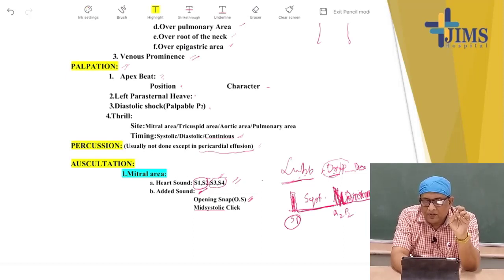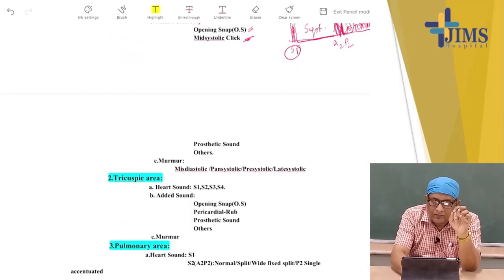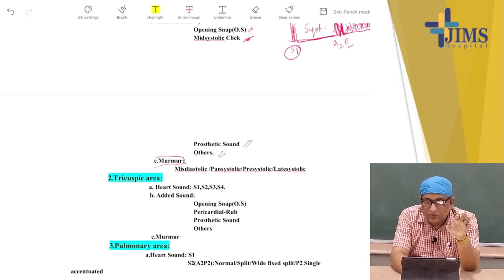There may be some mid-systolic clicks in the aortic region also, sometimes as an added sound. It is given in great detail here. Sometimes if the patient has a prosthetic valve, prosthetic sounds, that is a metallic sound, may be heard. Then pericardial knock and other sounds. But then we have to listen to the murmurs. We have to find out what type of murmur it is, whether it is systolic or diastolic.